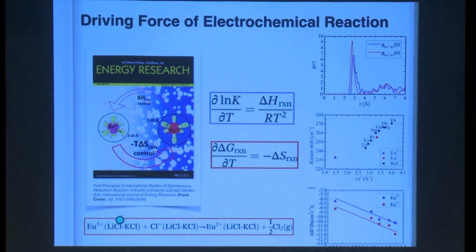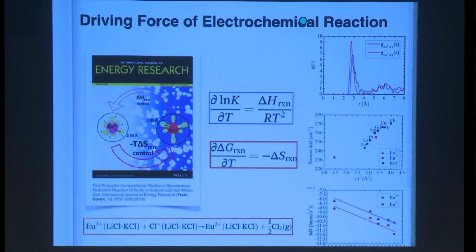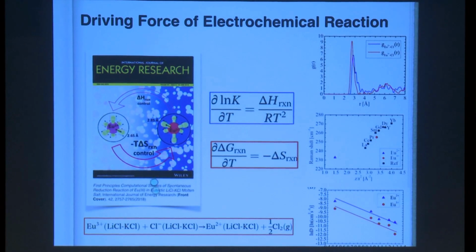But if you calculate the uranium 3+, 2+ reaction, you're going to find out that the enthalpy is non-spontaneous. It is an endothermic reaction. But still you find out that uranium 3+ and 2+ coexist in the molten salt media.